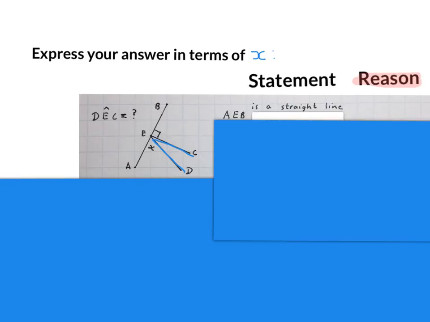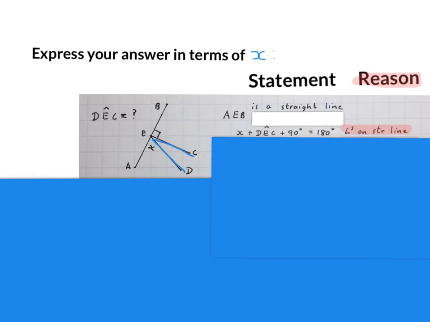It was also given that AEB is a straight line. So that is a straight line running up there. One way of answering this question is you can write x plus the angle DEC plus 90 degrees equals 180 degrees because they are angles on a straight line. So we added that, and that angle together. Remember, there's a little block in there. It means it's 90 degrees.